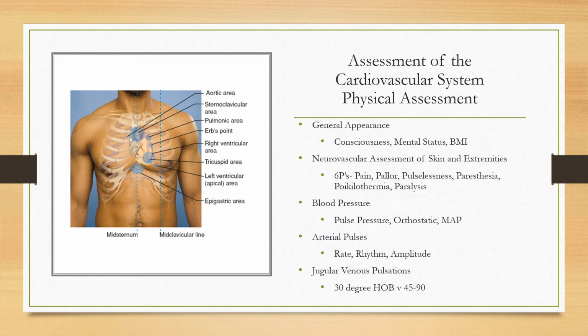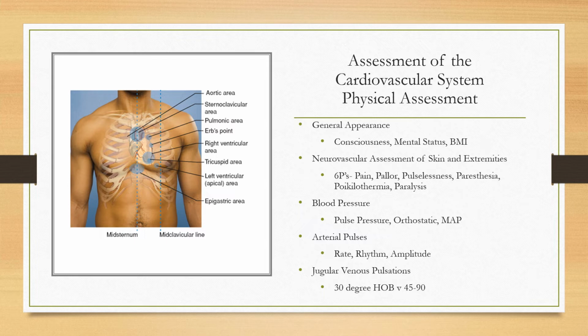Poikilothermia is just a fancy term for temperature. So you're going to have a cold limb. And lastly, paralysis. The muscle has died and you now have paralysis. So that's where those 6 Ps come into, okay? For an arterial blockage, typically of a limb.